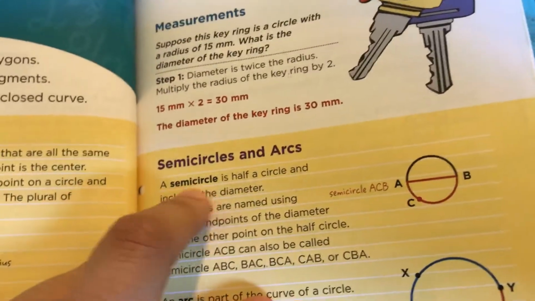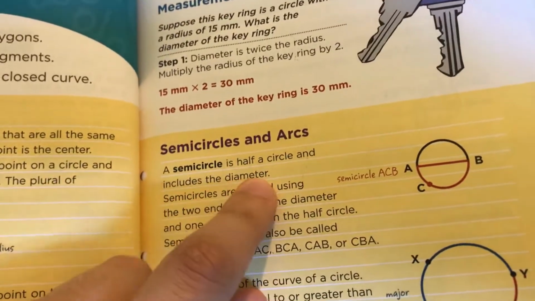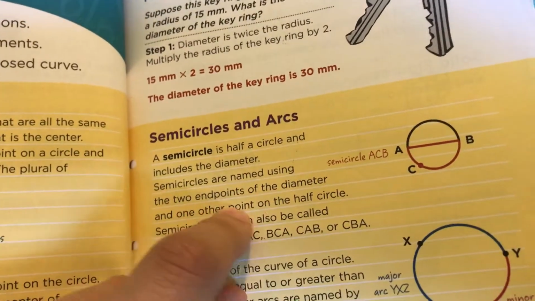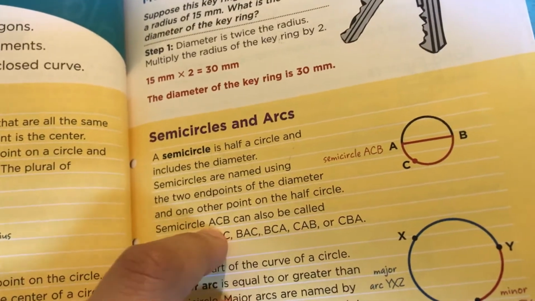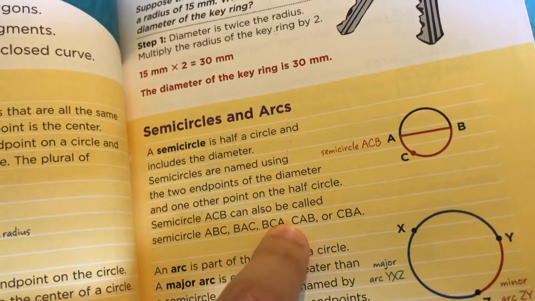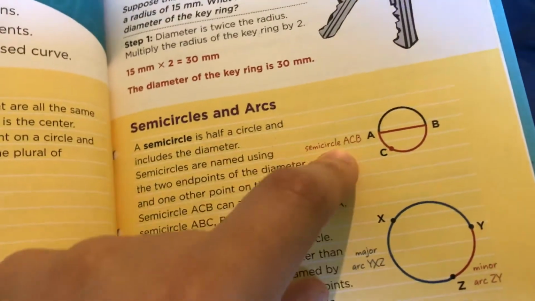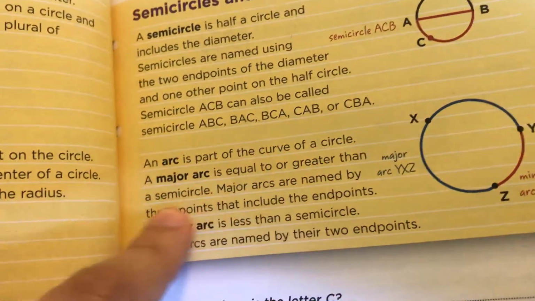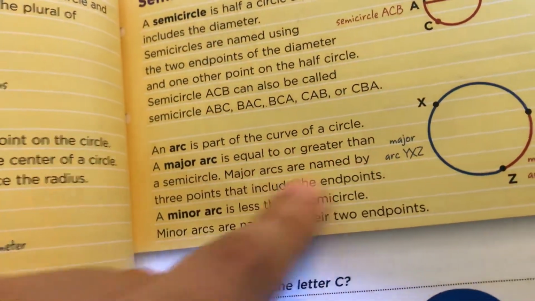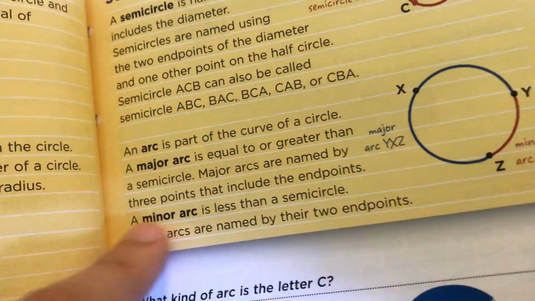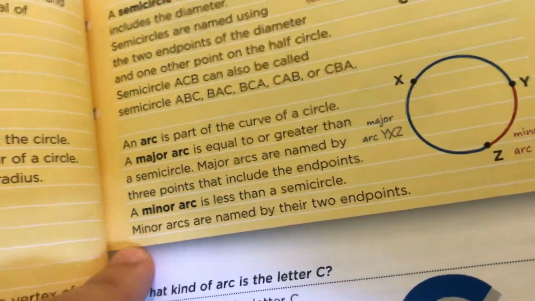Semicircles and arcs. A semicircle is half a circle and includes the diameter. Semicircles are named using the 2 endpoints of the diameter and one other point on the half circle. Semicircle ACB can also be called semicircle ABC, BAC, BCA, CAB, or CBA. An arc is part of the curve of a circle. A major arc is equal to or greater than a semicircle. Major arcs are named by 3 points that include the endpoints. A minor arc is less than a semicircle. Minor arcs are named by their 2 endpoints.